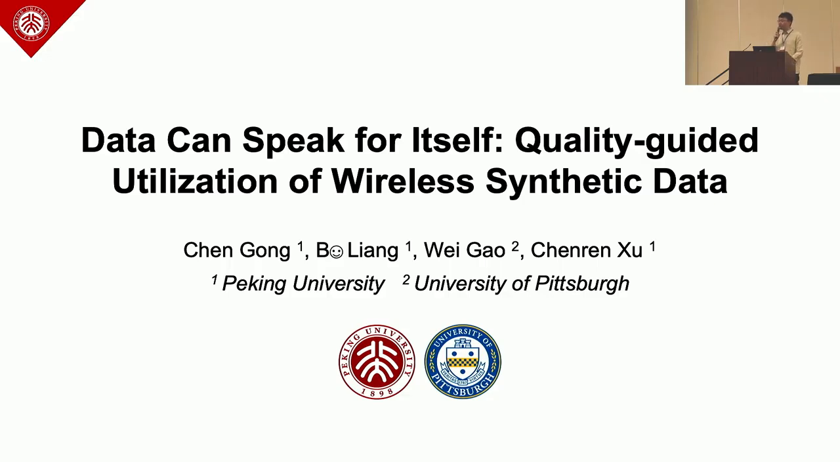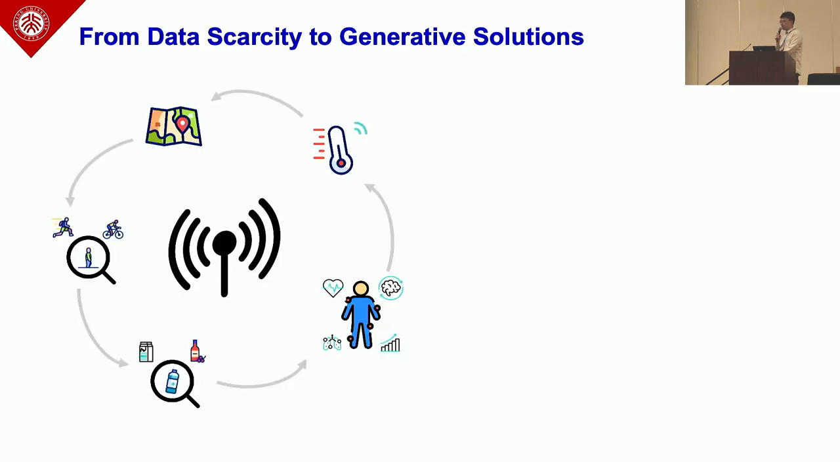Good morning, everyone. My name is Bo Liang, and I'm a third-year PhD student at Peking University. I'm here on behalf of our first author, Chen Gong, who was unfortunately unable to be here due to visa issues. Today, I'll be glad to share our work on the quality of wireless synthetic data. This research was a joint effort with my supervisor, Professor Chen Renxu, and our collaborator, Professor Wei Gao from the University of Pittsburgh. Thanks to all the great authors.